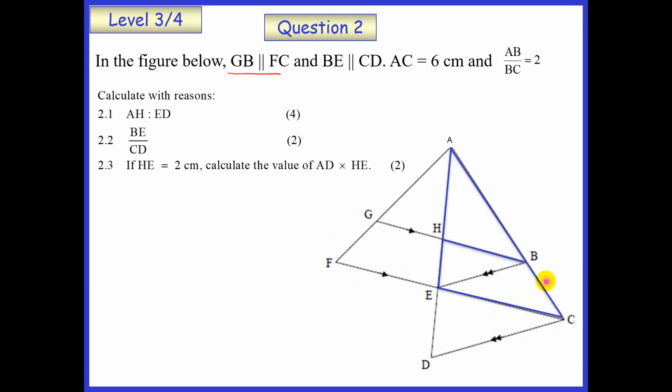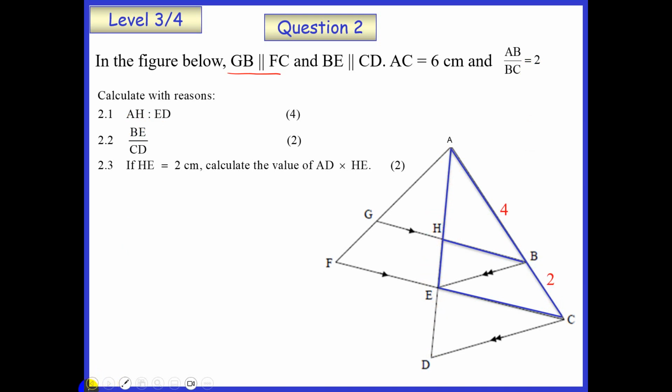AC is given to be 6. The entire side is 6. And it gives us a ratio of AB over BC is actually equal to 2. Now 2 as a fraction would be 2 over 1. We're going to get into the question. It says find AH over ED. So where am I going to start?